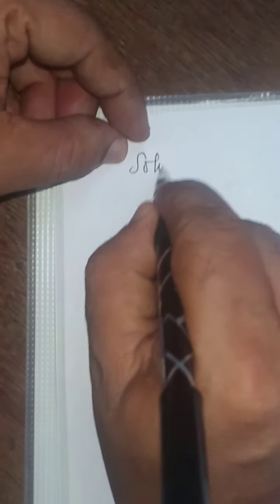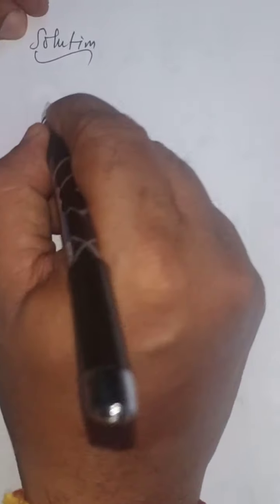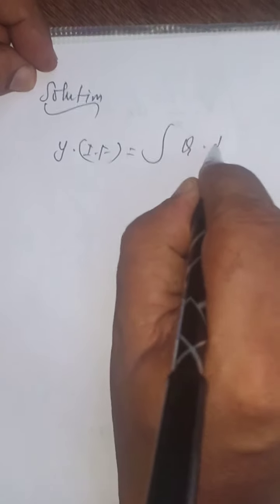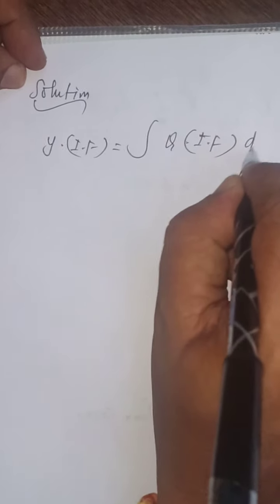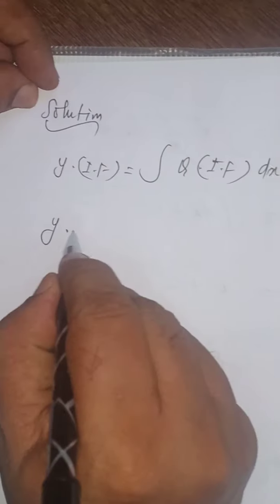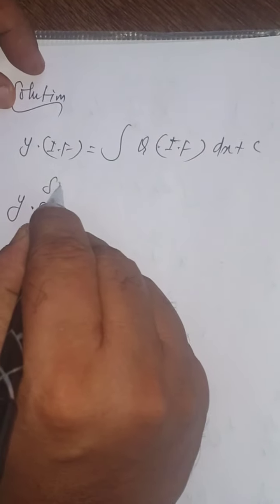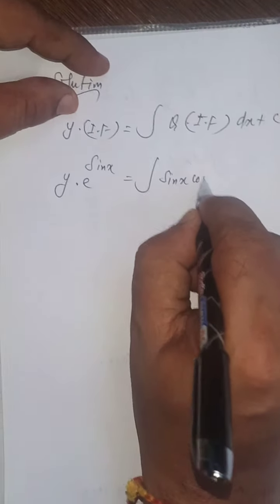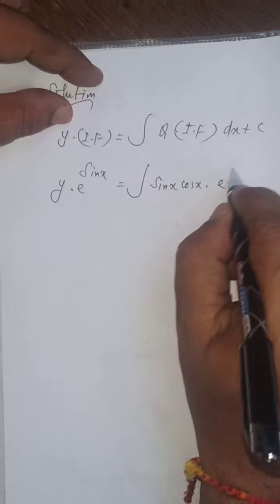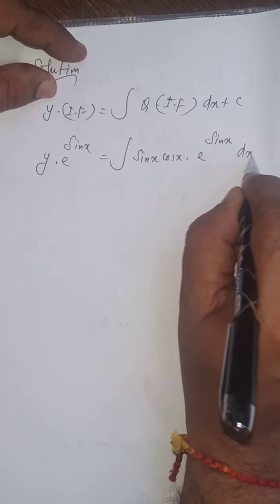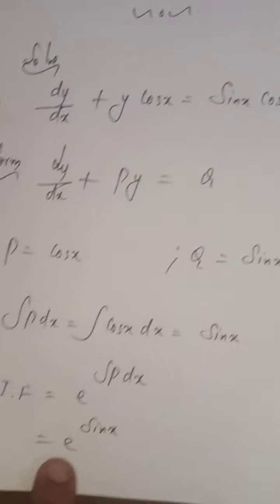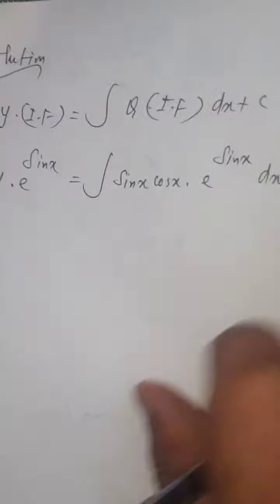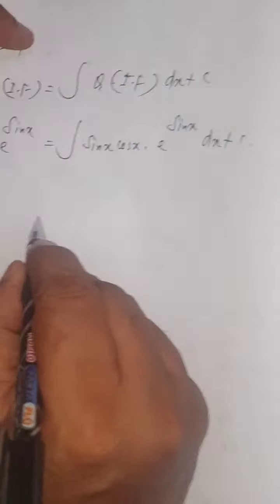Solution: y into integrating factor is equal to integral q into integrating factor into dx plus c. Y into the integrating factor e power sin x equals integral of q, that is sin x cos x, into integrating factor e power sin x dx plus c. So what is q? Sin x cos x. I have just replaced it. Now we have to integrate.